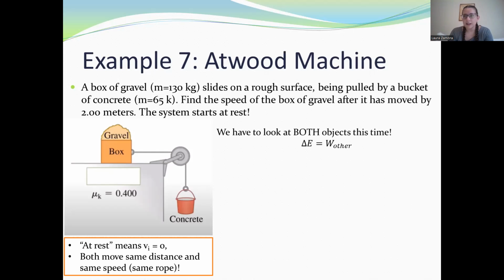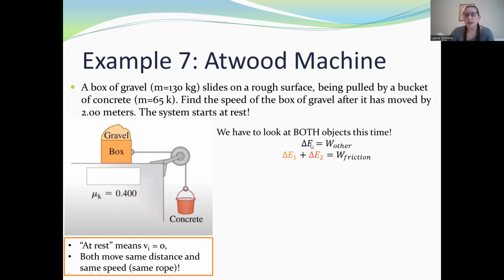The change in energy, is there a change in energy due to some external force? And yes, there is a change in energy due to friction, right? We saw that with the rough surface. We see that in the picture with this coefficient of friction. We do have friction that we're considering as our other work.